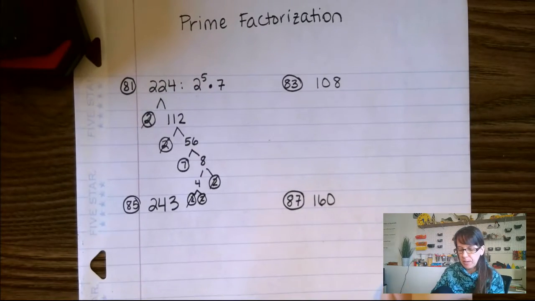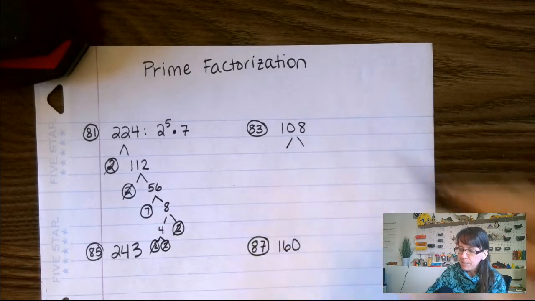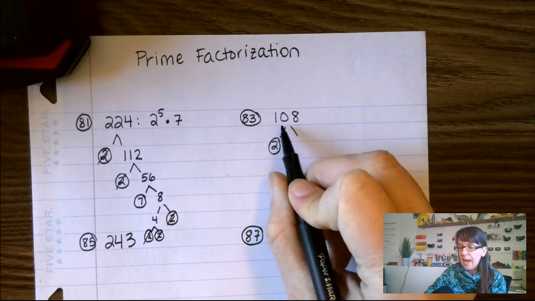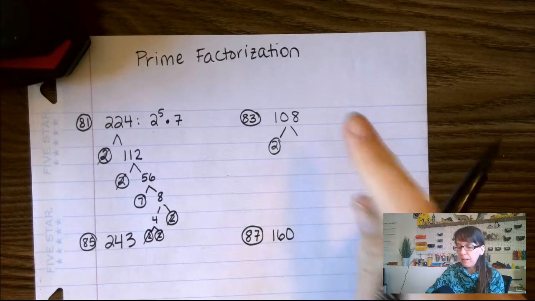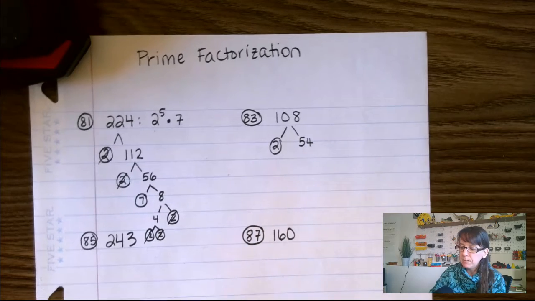All right, let's try another one. Look at this guy here, and I think, okay, it ends in an even number. So what I'm going to do is cut it in half. We're going to do 2, which is prime. Half of 100 is 50. Half of 8 is 4. So I get 54.